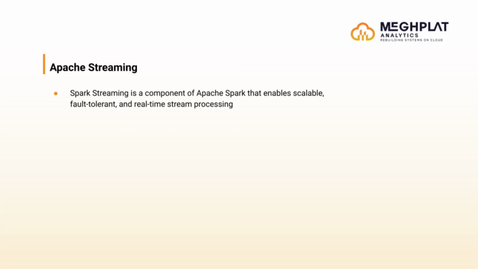Now comes Apache Spark Streaming. It is a component of Apache Spark that enables scalable, real-time stream processing, right? It allows developers or users to process live data streams in real time using the same programming model as batch programming in Spark. Spark Streaming breaks the continuous stream of data into small manageable batches, and each batch is processed using Spark's core engine. So it is much faster and it can handle large data or big data, right?